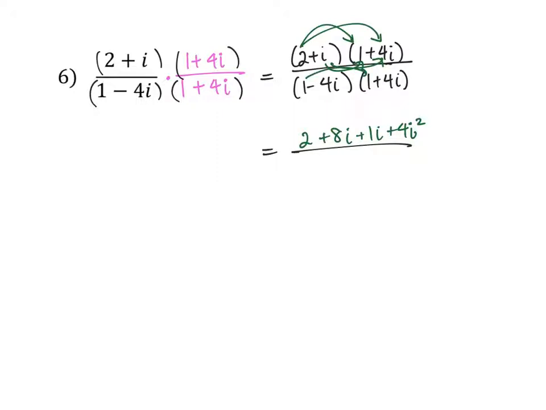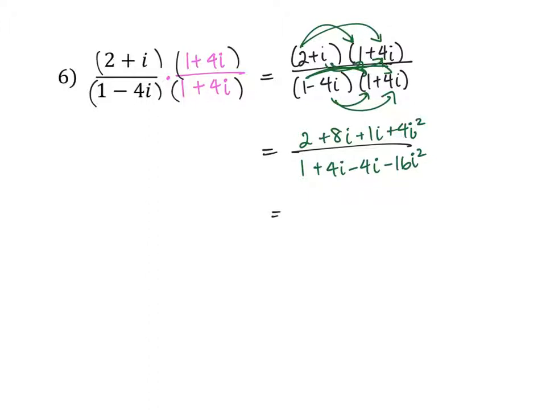1 times 1 gives me 1. 1 times 4i gives me 4i. Negative 4i times 1 gives me negative 4i. And then negative 4i times positive 4i gives me negative 16, because negative 4 times 4 gives me negative 16. But there are two i's being multiplied, so i squared.